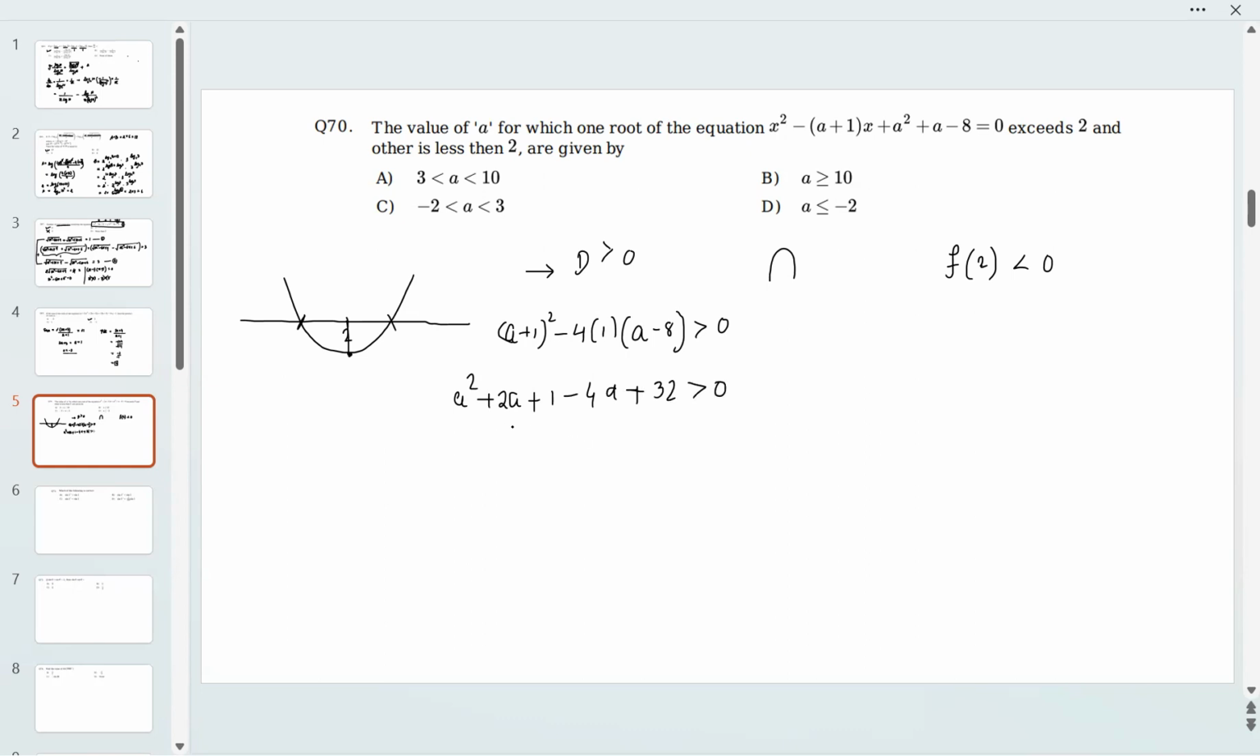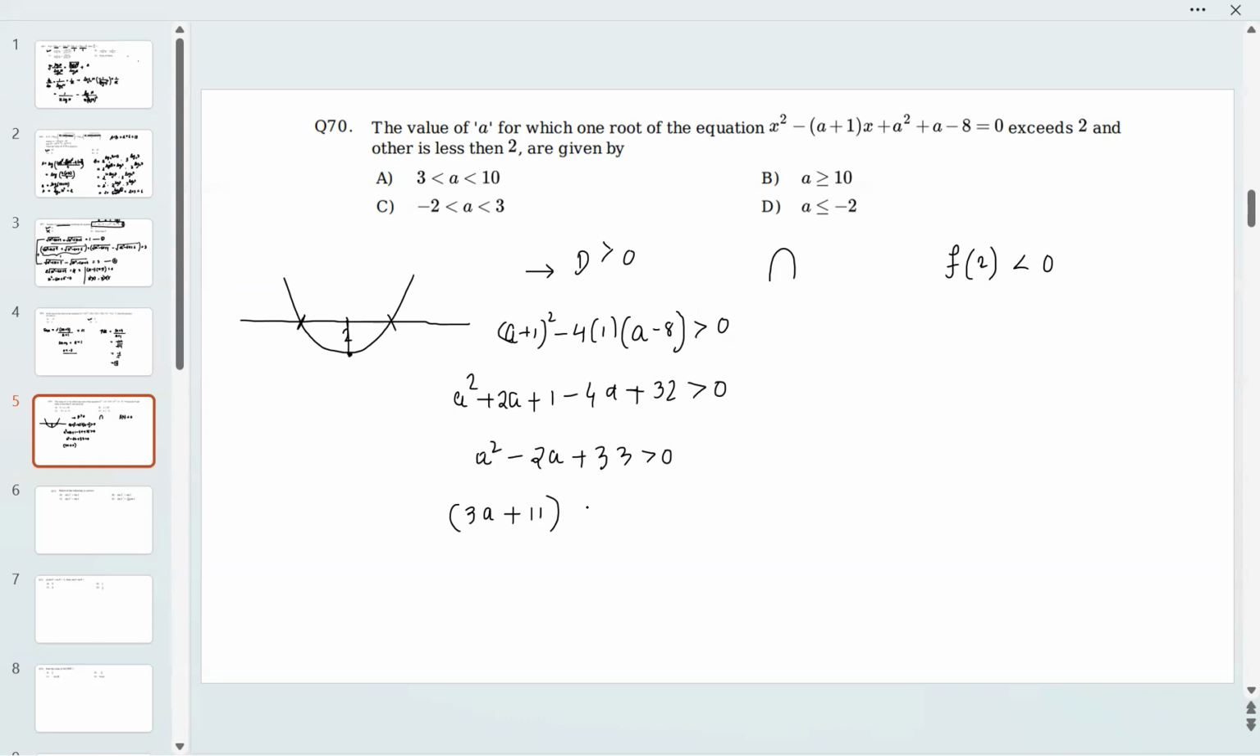greater than 0. If I rearrange this, I'll get a square plus 2a minus 4a minus 2a plus 33 is greater than 0. This is very easily factorizable quadratic. The factors will be 11 and 3. So I'll get 3a plus 11 into, did we make some mistake?